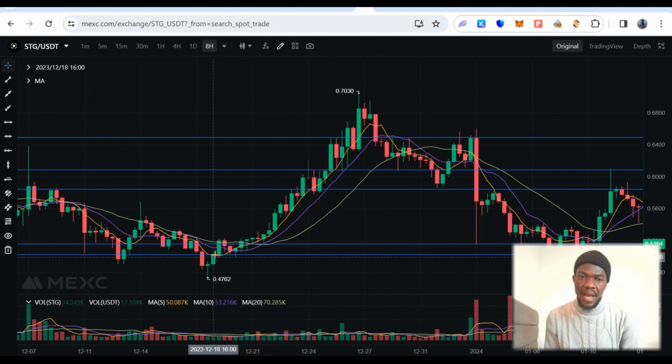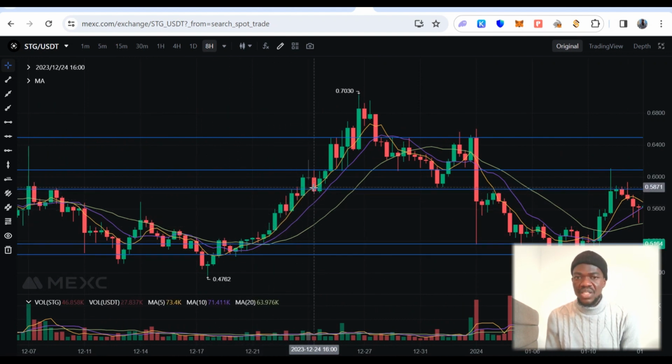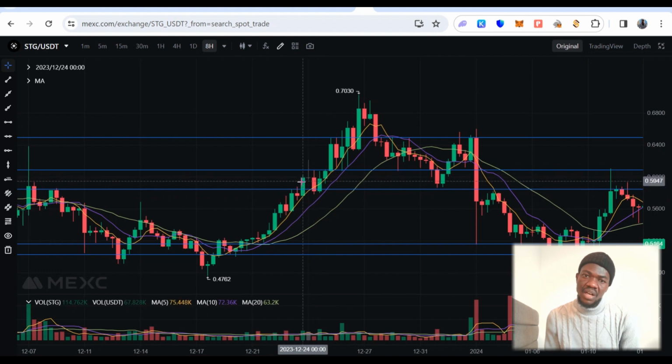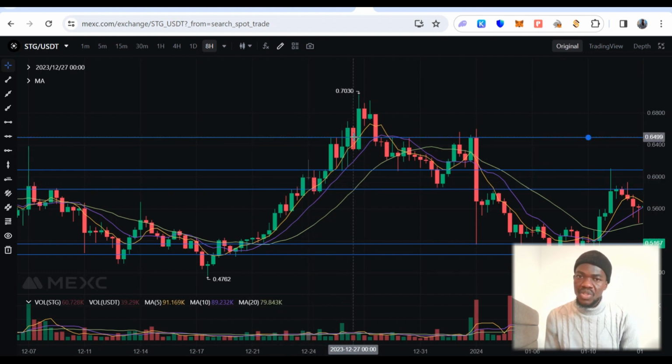So assuming I bought here, I allow this to go up. All right. Because you will need to monitor a bit, I will see that at this particular point, there was no strong rejection. So the buyers persisted in the market. The market went forward up. So at this point, I can decide to take profit here.